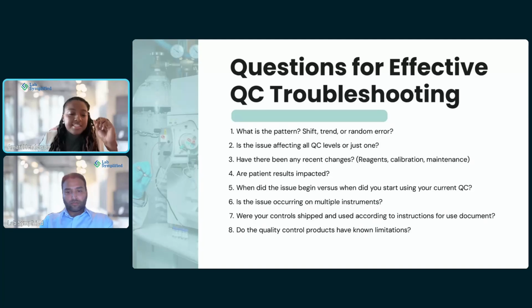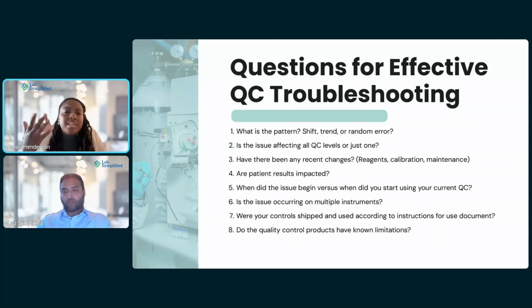Okay, so if one QC level is affected, that may indicate more of a concentration specific issue, such as a matrix effect, which I'm going to go over later in a different slide, or maybe even sample carryover. So one level being affected could mean those types of things. But if all of your QC levels are affected, that suggests more of a broad issue, maybe such as calibration failure or reagent problems or instrument malfunction. So we want to pay attention to whether you're only seeing an issue with one level or multiple levels there.